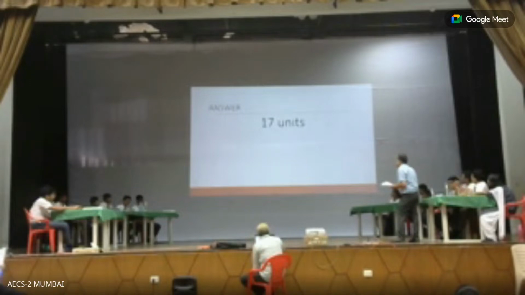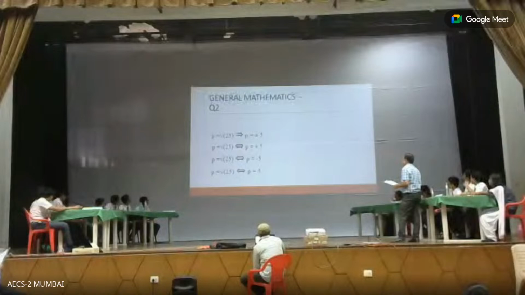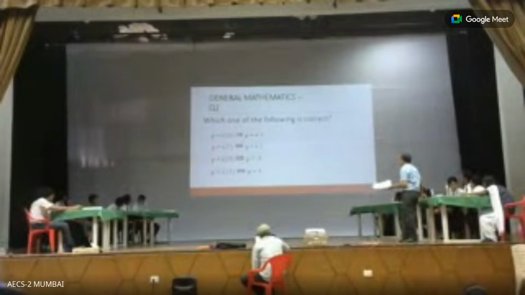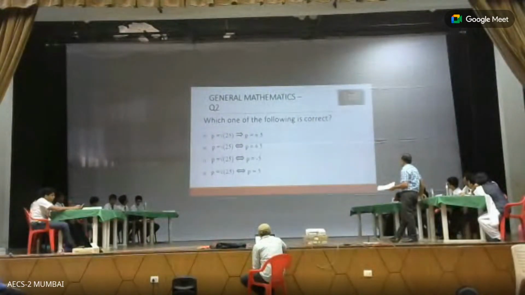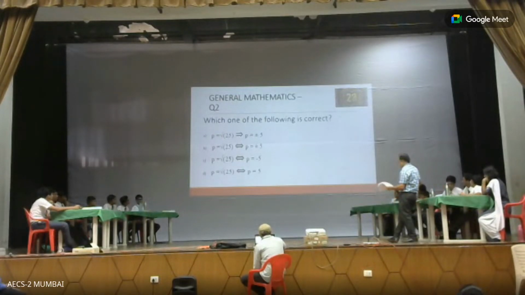Ramanujam, are you ready for the next question? Mr. Ramanujam, please. Which one of the following? A, P equals root 25 implies P equals plus or minus 5. B, P equals root 25 is implied by P equals plus or minus 5. C, P equals root 25 is implied by P equals minus 5. D, P equals root 25 is implied by P equals 5. Time begins now.